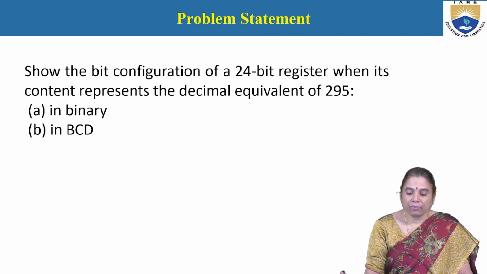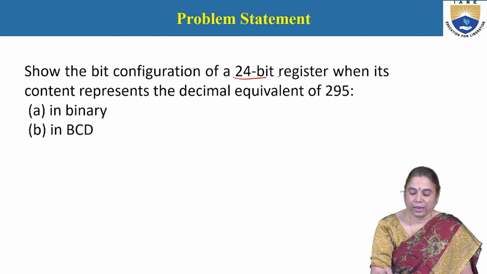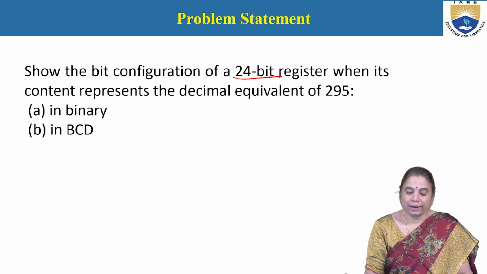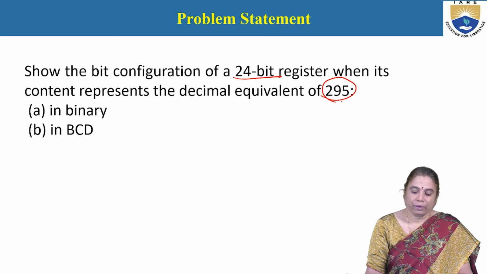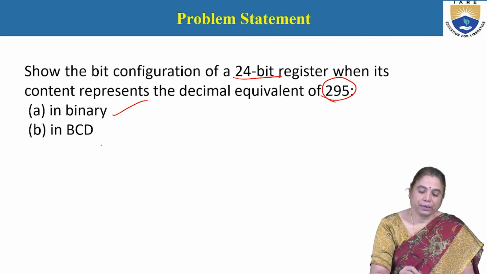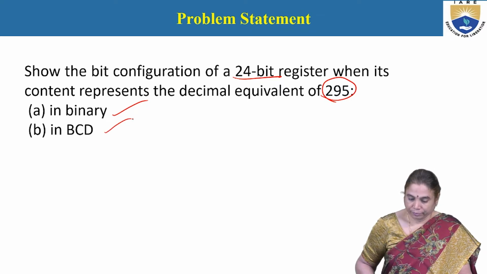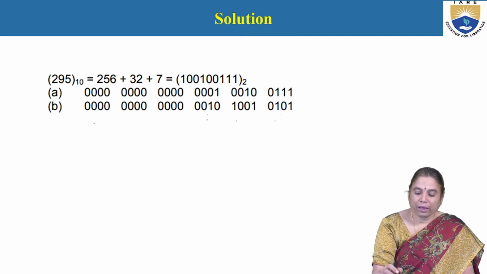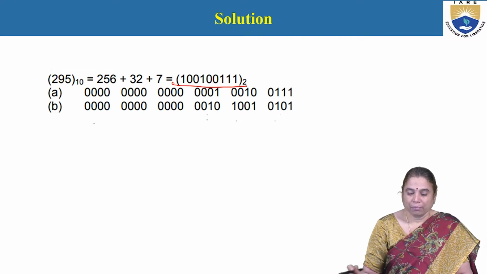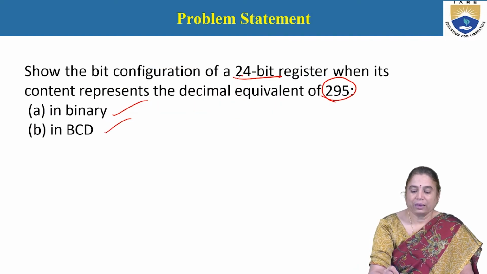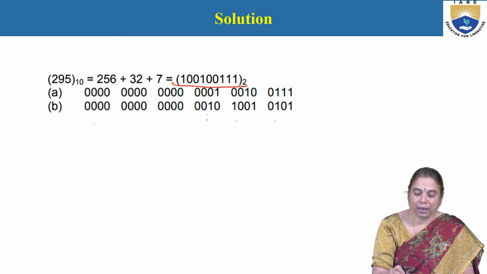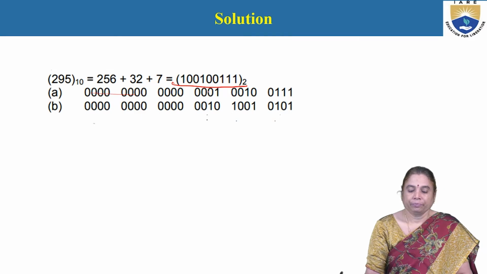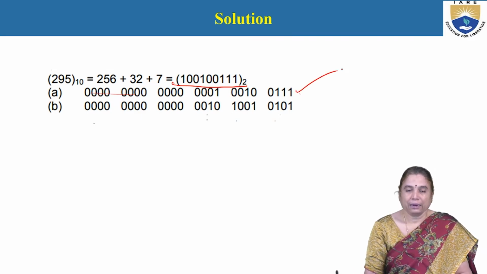Next, show the bit configuration of a 24-bit register when its content represents the decimal equivalent of 295. So this 295 can be represented in binary form, that is the first question, and the second question is in BCD form. The binary equivalent can be this, but the register has a capacity of 24 bits. So to represent the 24 bits for this binary value, the leading zeros can be added. So this is the representation in binary form.